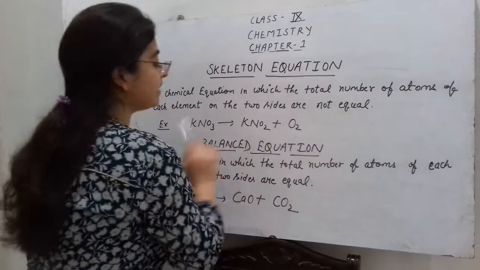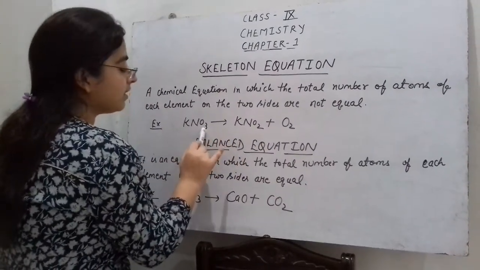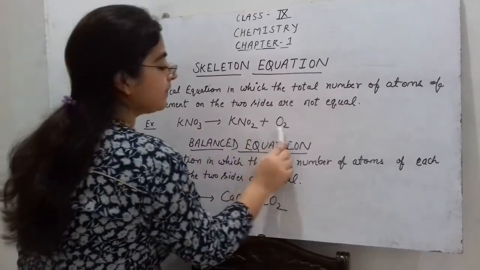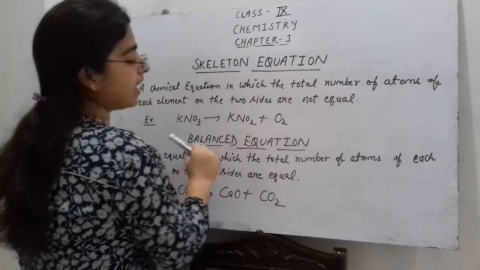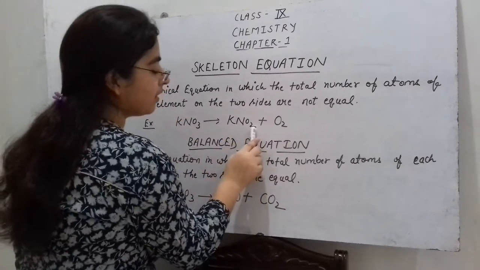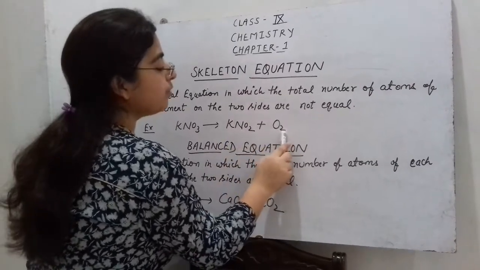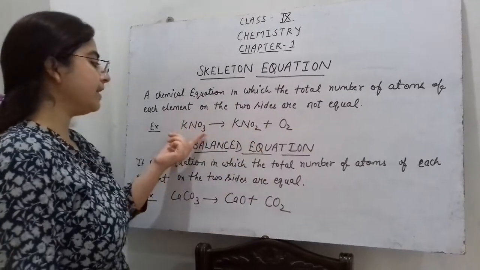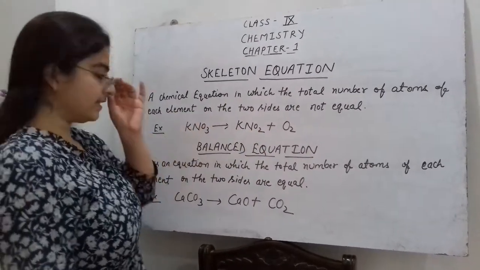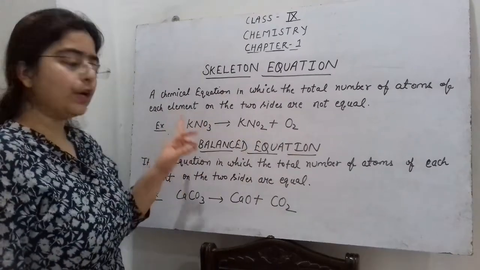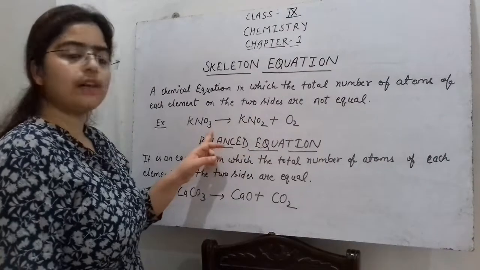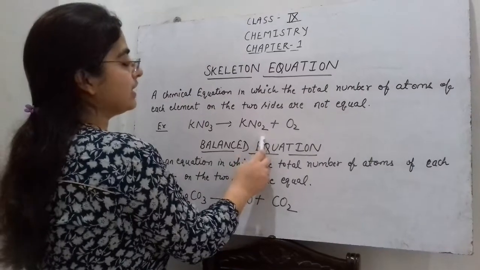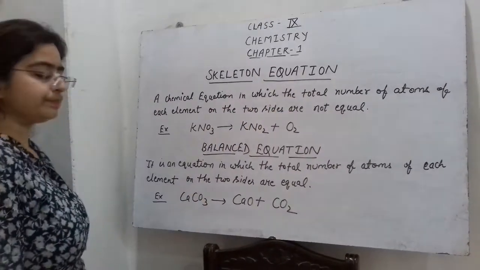So in this reaction you can see that the number of oxygen atoms in the reactant side are 3. 3 oxygen atoms are here, whereas in the product side the total number of oxygen atoms are 4. 2 are here in potassium nitrite and 2 are here. So overall there are 4 oxygen atoms in the product side, whereas 3 oxygen atoms are there in the reactant side. So we can say that since the number of oxygen atoms are not equal in the reactant side and the product side, therefore the given equation is a skeleton equation.